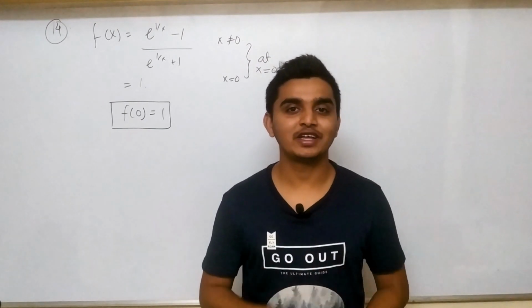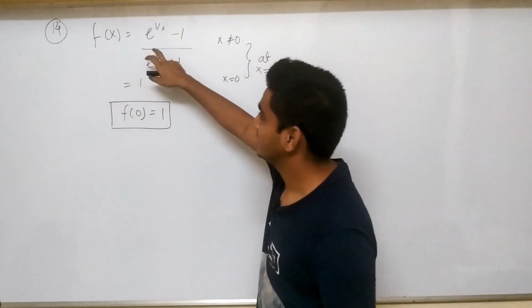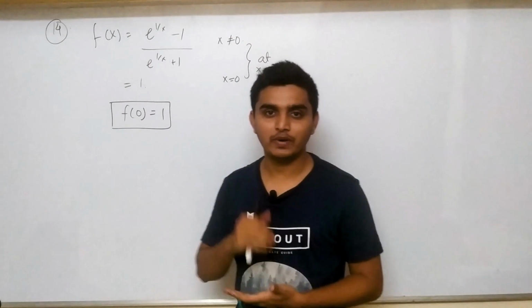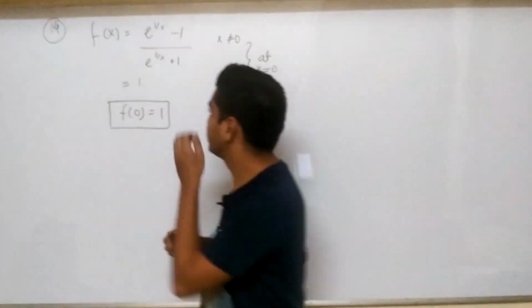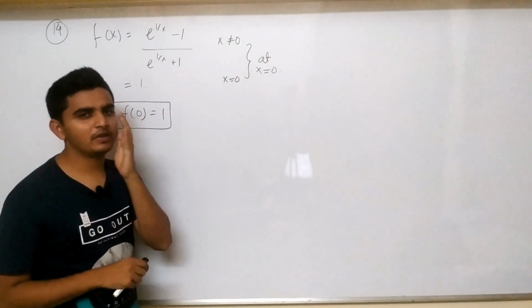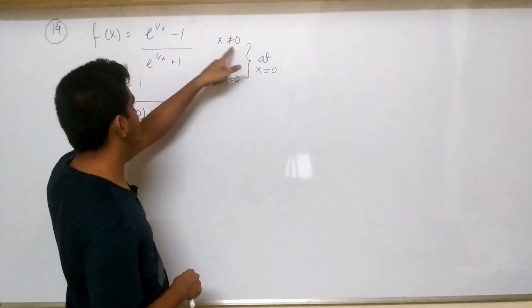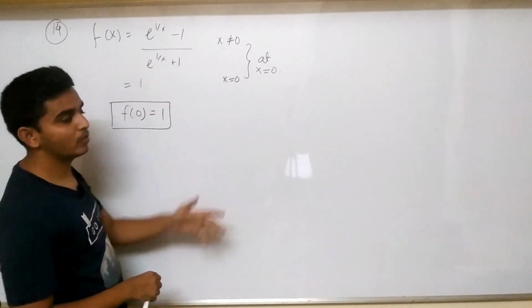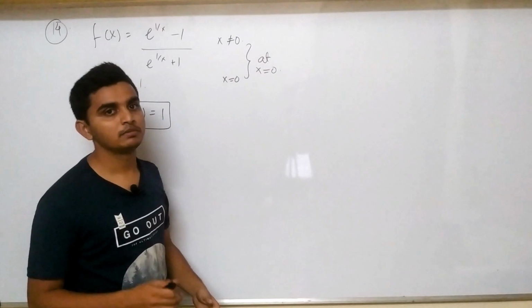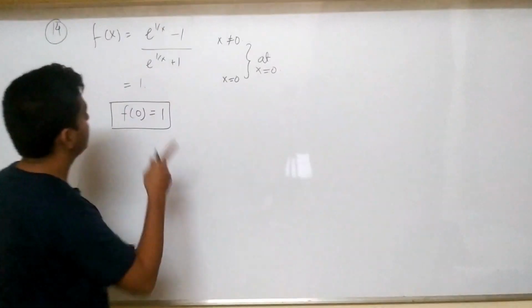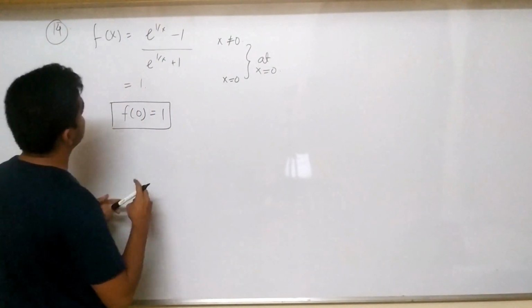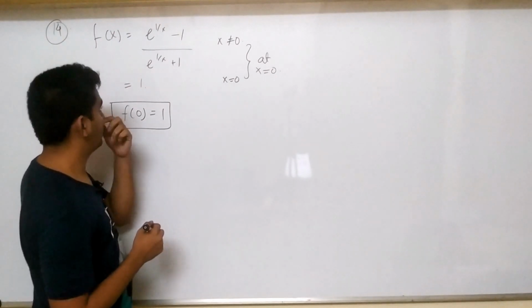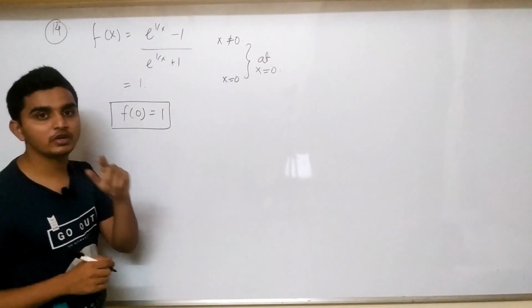Now we'll look at the 14th question, which is given as e raised to 1 upon x minus 1 divided by e raised to 1 upon x plus 1. Well, at first it seems very tough to solve since x is tending towards 0 and 1 upon 0 can essentially be stated as infinity, right? And we have a problem over here. So how can we approach this? I have a very nice trick to handle this.